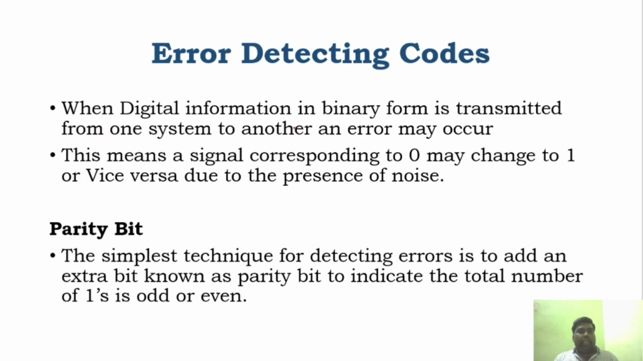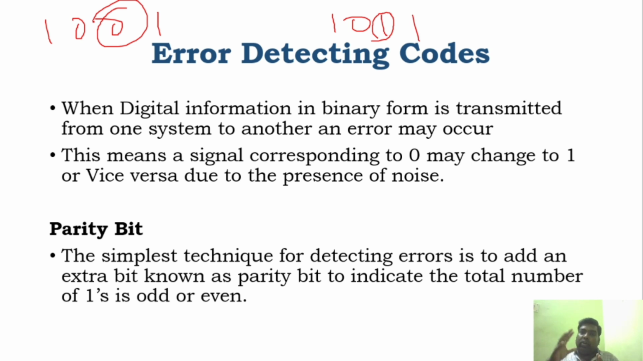If you take any particular digital information, there is a possibility of error during transmission. That is, if you transmit 1001, there are chances that it may be received differently. One bit might have changed from 0 to 1 or 1 to 0. If that happens, how can we detect or correct it?